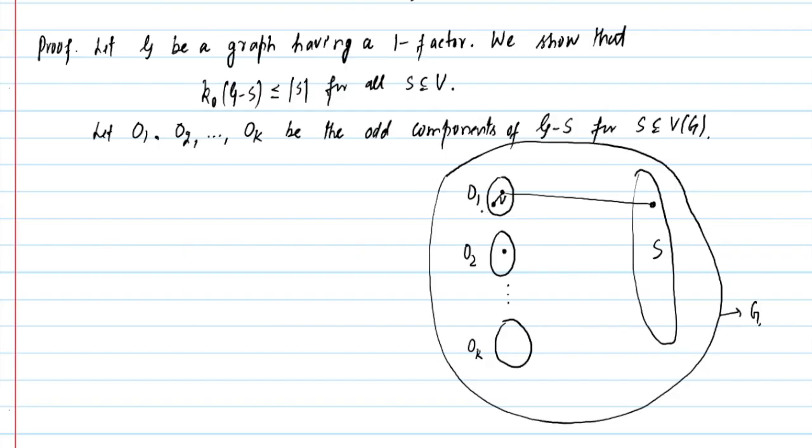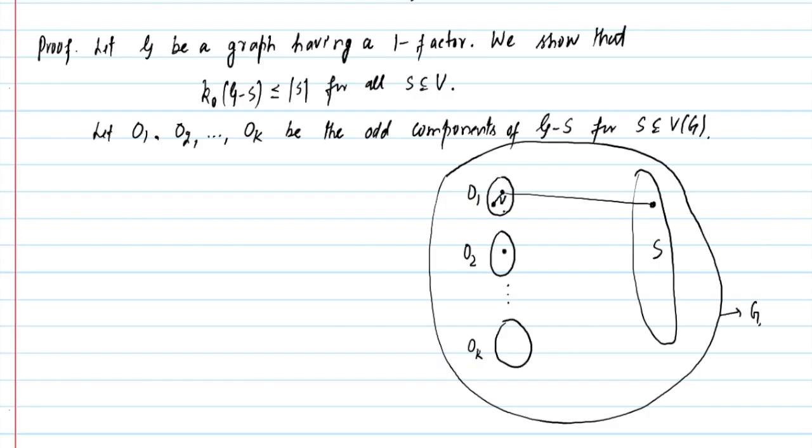Now, since the graph has a perfect matching, and if we take this O1, it has an odd number of vertices. Therefore, at least one vertex of this O1 must be adjacent with some vertex of S for the existence of a perfect matching. The main reason is that a graph with an odd number of vertices cannot have a perfect matching. So if we take this O1, it has an odd number of vertices because it is an odd component. Therefore, it cannot contain a perfect matching.